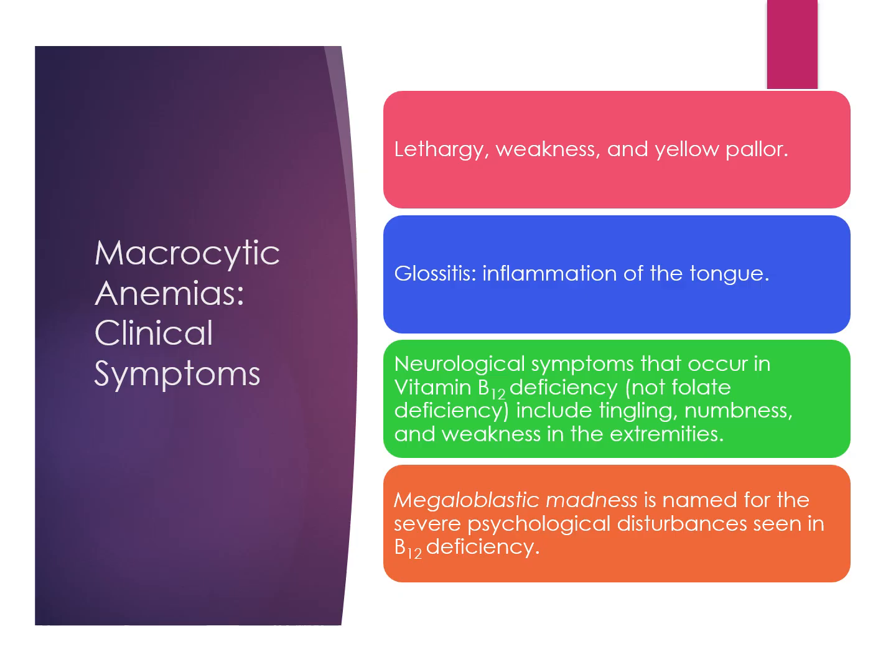One thing that we don't really see too often anymore because of the advances in medical care that we have is something called megaloblastic madness. And of course, that's named for the severe psychological disturbances that are seen in B12 deficiency. It used to be much more prevalent in the past, but we don't usually see it now because vitamin B12 deficiency and macrocytic anemias are more easily diagnosed now.